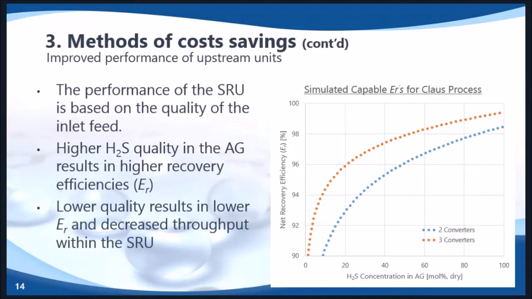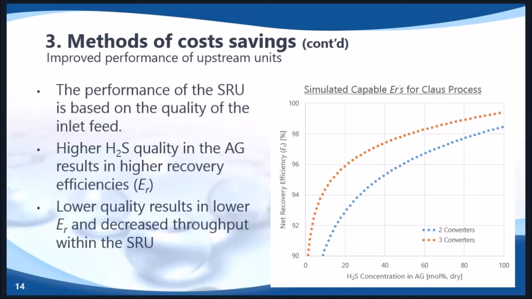As you go to the right on the x-axis and increase your H2S concentration in your acid gas, your net recovery efficiency increases based on a 2-stage or a 3-stage modified Claus process. Likewise, if you were to have a lower quality acid gas, you'll have a lower recovery efficiency. And as well, if you're not having enough H2S, that means you're adding in CO2 into your acid gas, and therefore your throughput to the SRU also decreases.